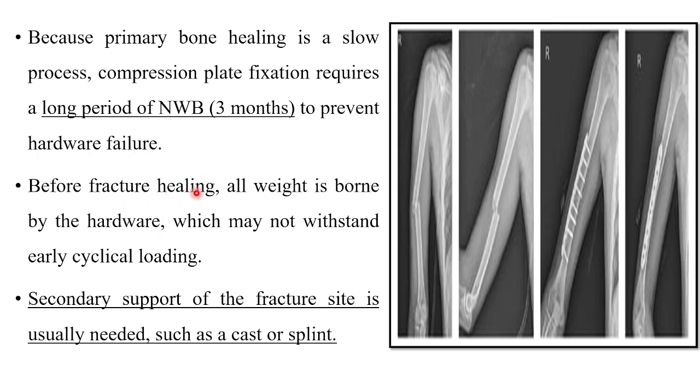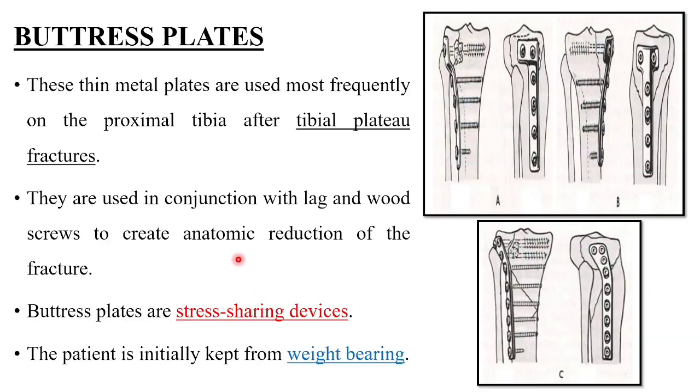Before fracture healing, all weight is borne by the hardware, which may not withstand early cyclical loading. Secondary support of the fracture site is usually needed, such as with the help of a cast or splint. So always, secondary support is needed over your fracture site if you are using compression plating. We need to use a further cast or splint in order to protect the area.